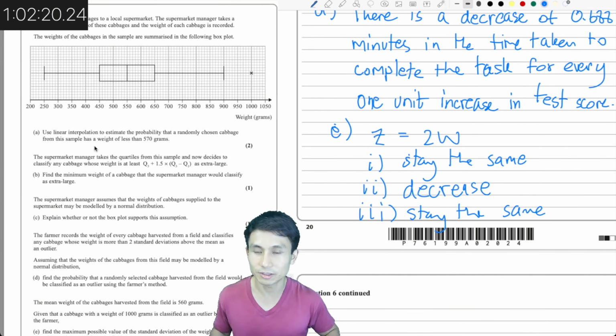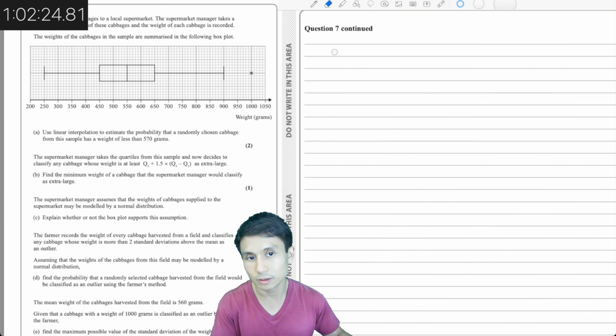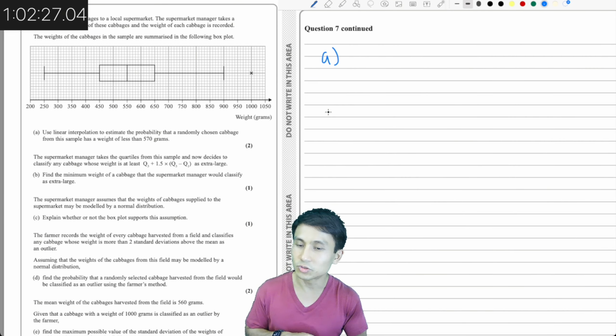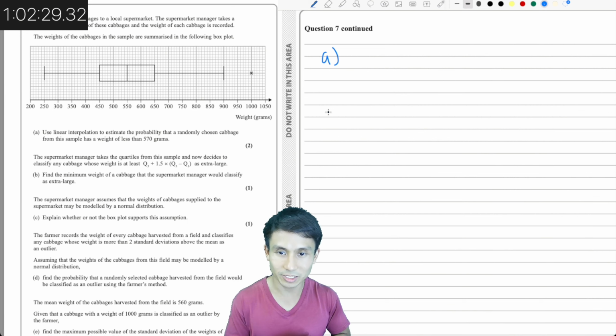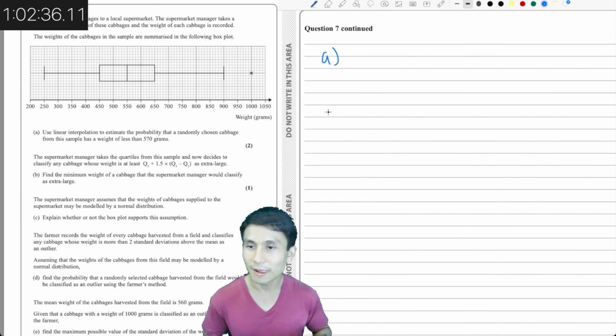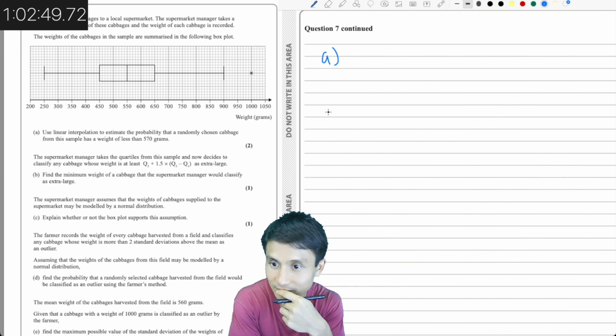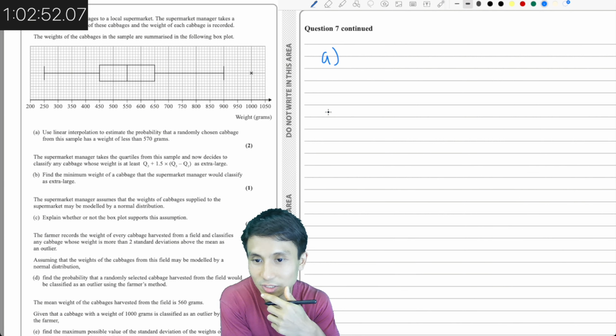Number 7. I'm going to do A here. Use linear interpolation to estimate the probability that a randomly chosen cabbage from this sample has a weight of less than 570. A farmer supplies cabbages to a local supermarket. The supermarket manager takes a random sample of 200 of these cabbages, and the weight of each cabbage is recorded. The weights are summarized in the box plot. Use linear interpolation to estimate the probability.